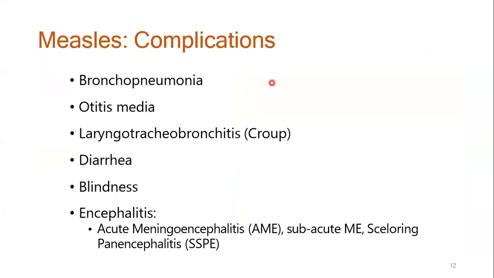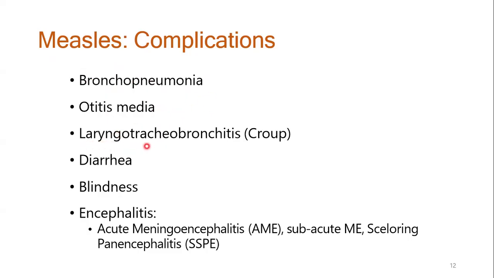Then these are complications. Bronchopneumonia, as we had said, your body gets into an immunocompromised state, and for that reason, other bacteria or other microorganisms can now enter your respiratory tract. So you get bronchopneumonia. So this is pneumonia that starts from the bronchus as it goes to the lungs. Then otitis media. So this is an ear infection.